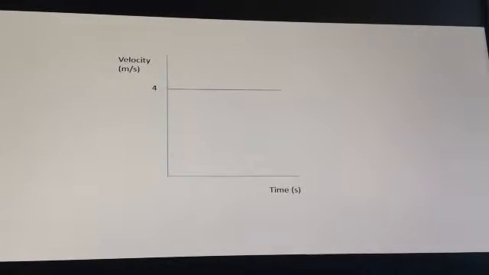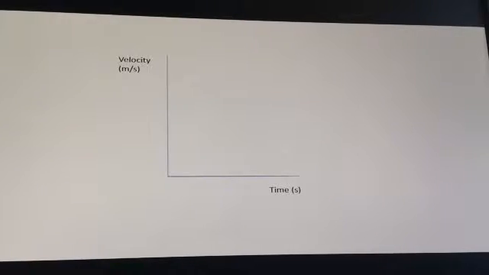So here we have an object that's moving forwards, a positive velocity of 4 meters per second. That velocity is not changing with time. It's a constant, fairly fast velocity of 4 meters per second. Now this horizontal line shows us we've still got a constant velocity, but now that velocity is a slower constant velocity of only 2 meters per second.